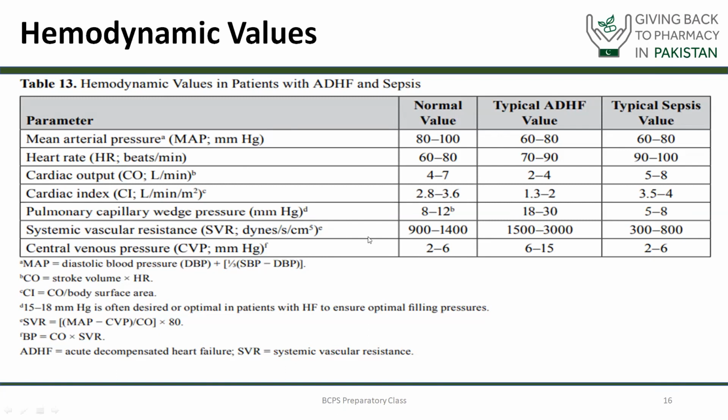Systemic vascular resistance, normal 900 to 1400, 1500 to 3000 in ADHF. Sepsis, as I told you, this one drops, the resistance drops, that's why the pressure will also drop, 300 to 800 only dynes per second per centimeter square. Central venous pressure normal 6 to 15, 2 to 6 in sepsis. So these are some formulas, you can calculate these values from these formulas.